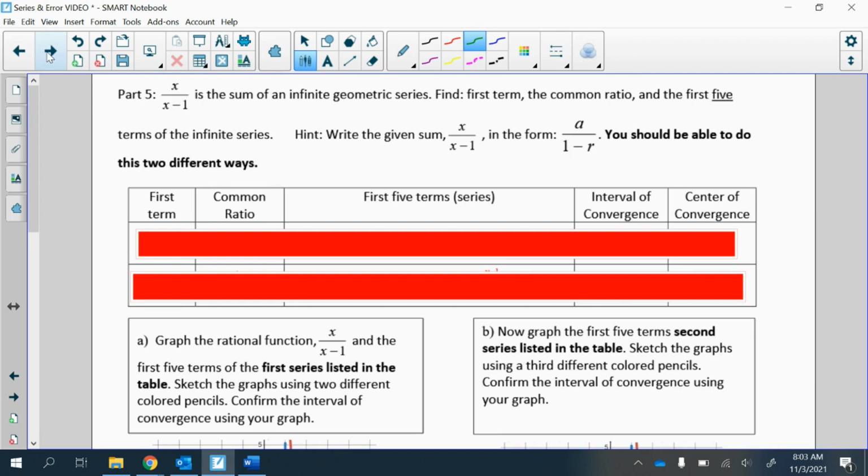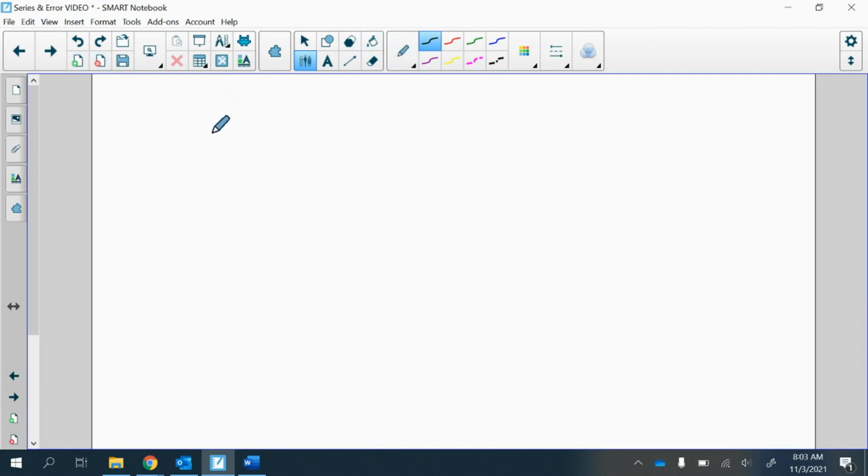So now this is the sum of an infinite geometric series. We're going to find the first term, common ratio, and first 5 terms of the infinite series. But notice that this isn't written in this form. So what I can do is rewrite this in a form that I like. I'm going to do this in 2 different ways, like the directions say. So if I have x over x minus 1, the first way I'm going to do this is factor a negative out of the bottom.